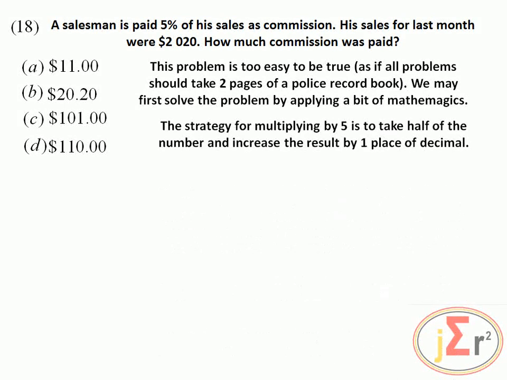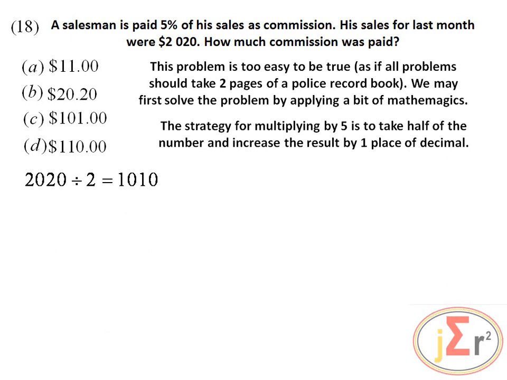A strategy for multiplying by 5 is to take half of the number and increase the result by 1 place of decimal.